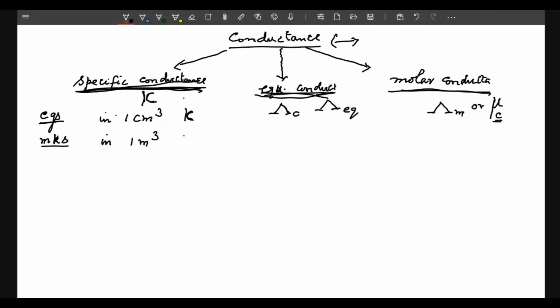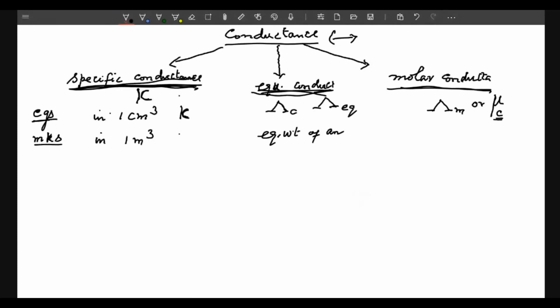What is the definition for equivalent conductance? Once again, it is the conducting power of all the ions present, and from the name itself, those ions should be present in one equivalent weight of an electrolyte.